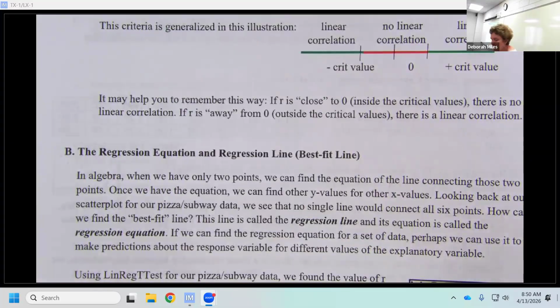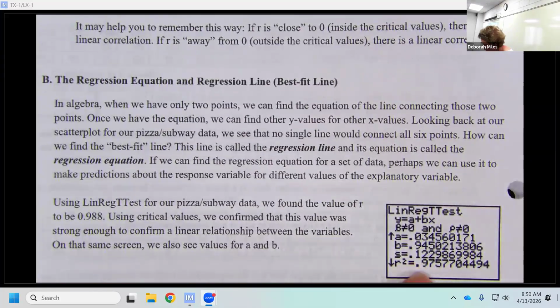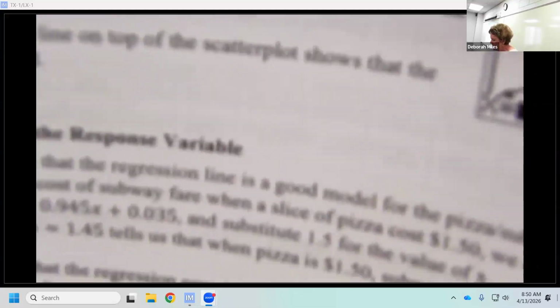Pull up LinRegTTest. You know what? Not unless we're going to need it for something else. We're not going to need it for something else.